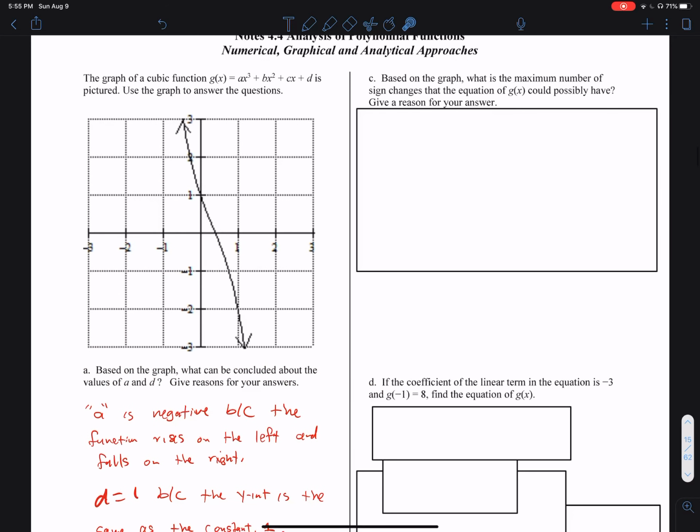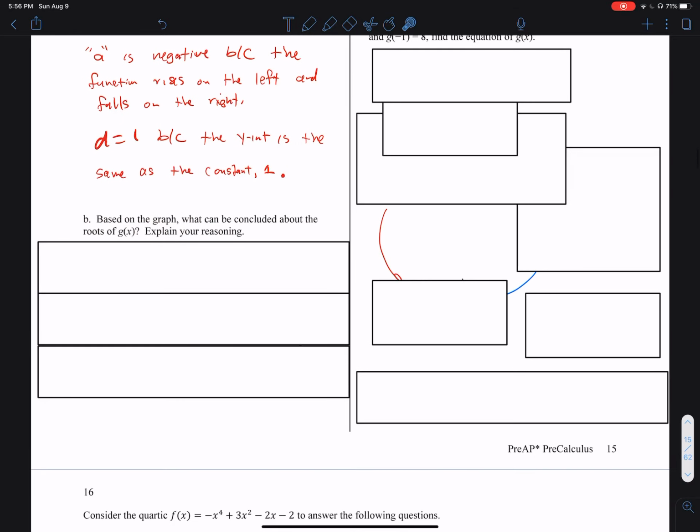B, based on the graph, what can you conclude about the roots of g of x? Well, let's check this out. This root right here is the only real root that this has. So that is a positive real root. Its multiplicity is 1 because it crosses the x-axis and it does not appear to be changing concavity. So if there's supposed to be 3 in total, and it has to be 3 because of the fundamental theorem of algebra, it means we're missing 2 and those have to be imaginary.